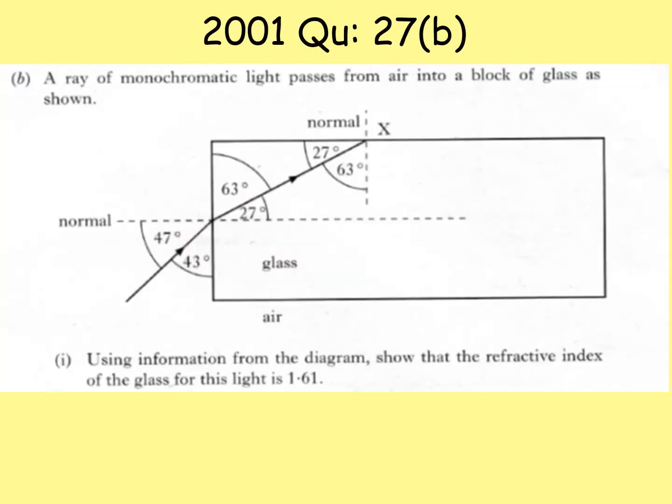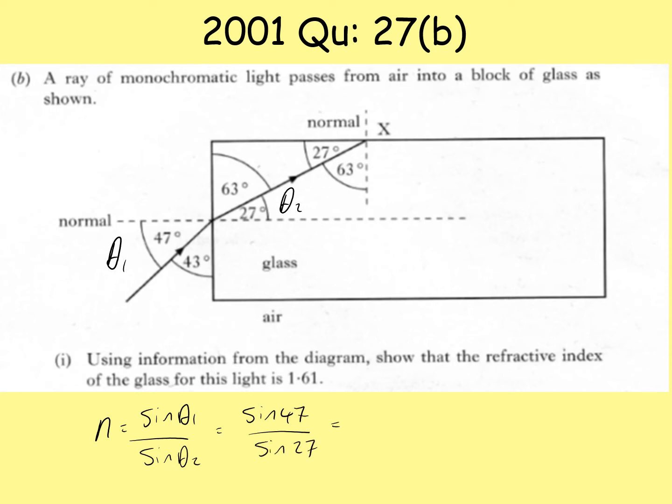So in the 2001 paper, question 27b, a ray of monochromatic light passes from air into a block of glass as shown, and you need to use the information from the diagram to show the refractive index of the glass for this light is 1.61. The skill here is identifying what is the angle of incidence and what is the angle of refraction. So the angle of incidence, remember, is measured between the incident ray and the normal, so that's our 47 degrees here. That's our theta 1. The angle of refraction is measured between the refracted ray and the normal, so that's this one here. That's our theta 2. Remember, theta 1 is always the angle in the less dense medium. So n is equal to sine of theta 1 over sine of theta 2, which is equal to the sine of 47 divided by the sine of 27, which is equal to 1.61. Remember, for refractive index, there's no units.